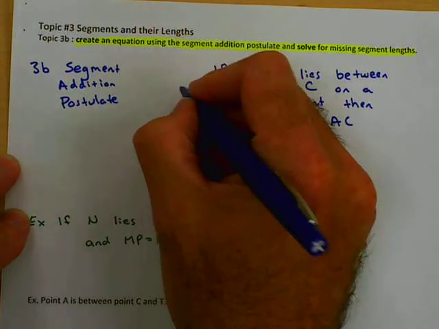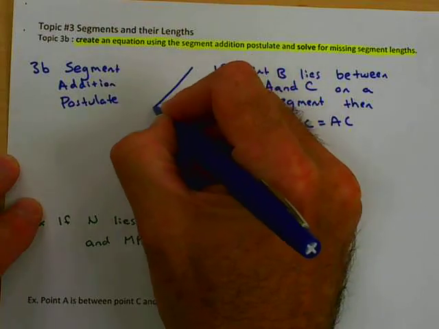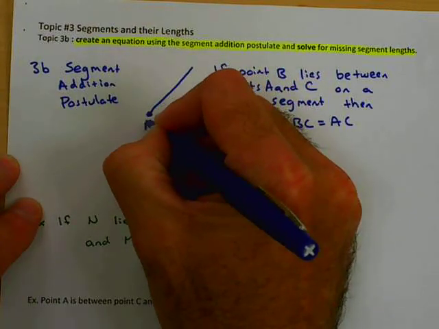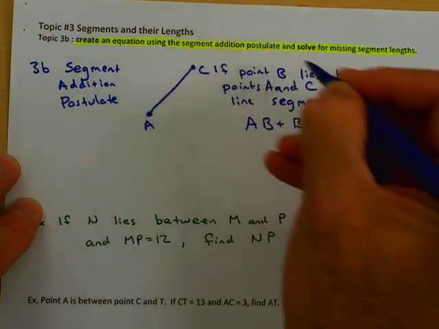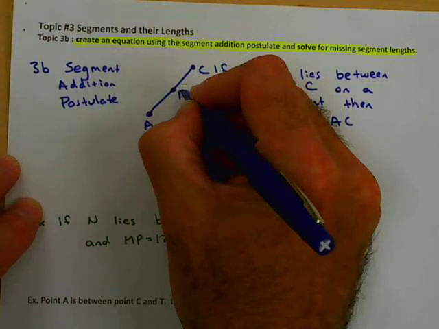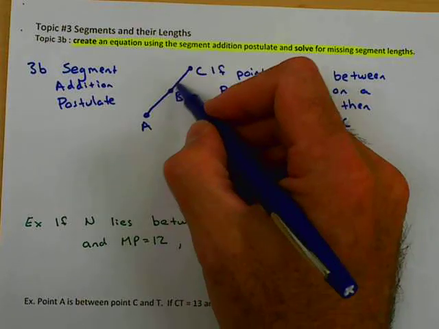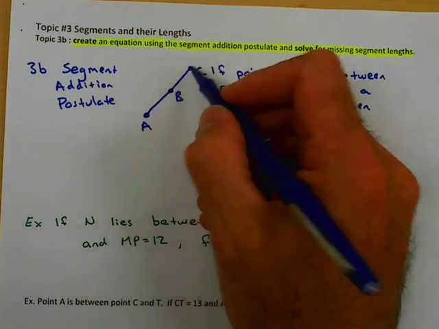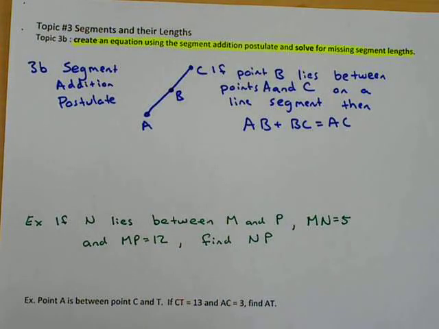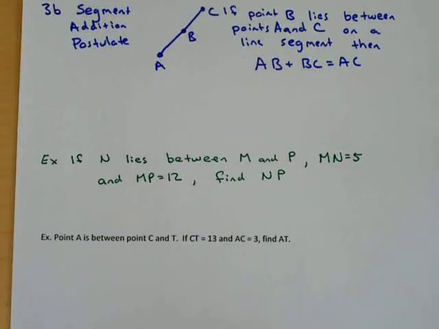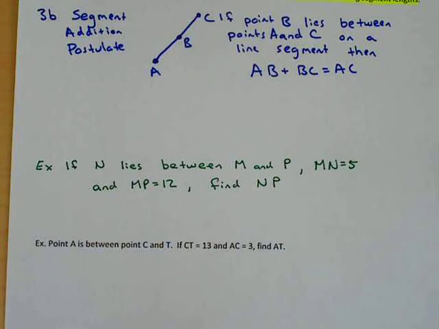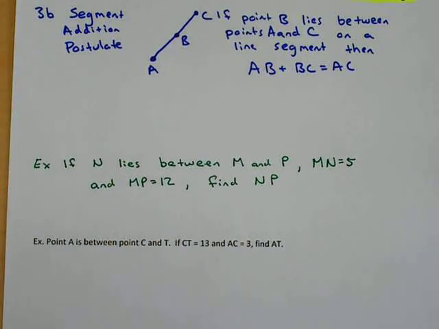And what does that look like in a geometric picture? If we had A, C, and B lying between them, it doesn't mean that it lies equally. B could be really close to A, or B could be really close to C, but it lies somewhere in between. So with that information, I had a couple examples already set up, but I wanted to go over the example we already had in our notes.